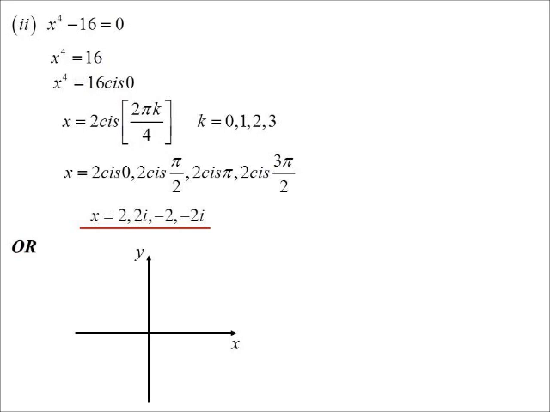On the diagram, the first solution was 2. I know there's got to be 4 solutions going around the circle, so there must be a solution every 90 degrees. So I'll have one up there at 2 cis pi on 2, 2 cis pi, and down there at 2 cis minus pi on 2.